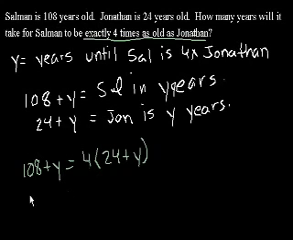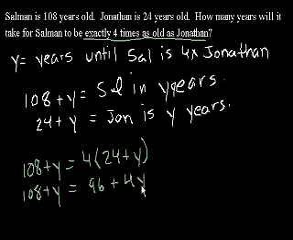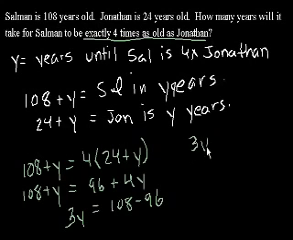And now we just solve the equation. We get 108 plus y is equal to 4 times 24 plus y. Well, 4 times 25 is 100, and we can subtract 4 from there, so it's 96 plus 4y. And now we just solve this equation. I'm going to skip some steps because I think this part is easy for you. 3y will equal 108 minus 96. So we get 3y is equal to, what is that, 12, right? Yeah. So y is equal to 4.